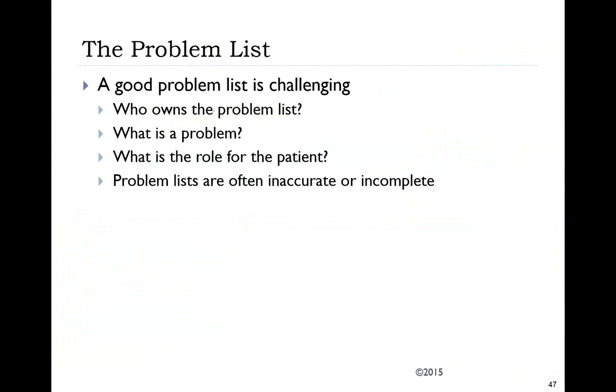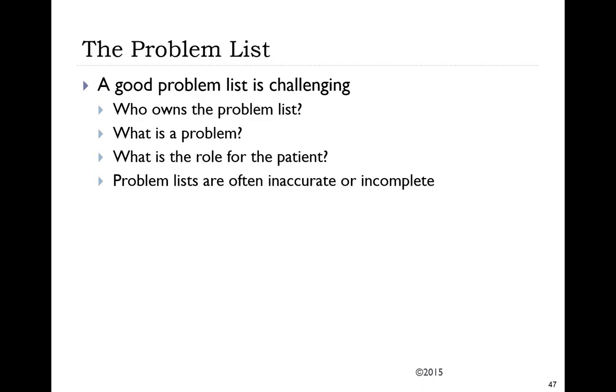Here is sort of the stark reality. Having a good problem list is pretty hard. There's a lot of discussion and even uncertainty in most organizations that we've studied about who owns the problem list. When we talk to primary care providers, they often say, you know, this is a team sport. We should all be maintaining the problem list. We're all responsible for this piece of documentation. When we talk to specialists, we actually often hear something different, which is, oh, that belongs to the PCPs. I don't edit the problem list.